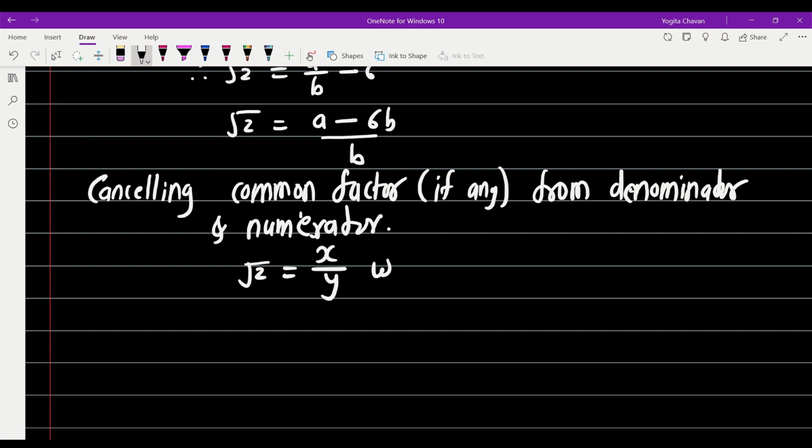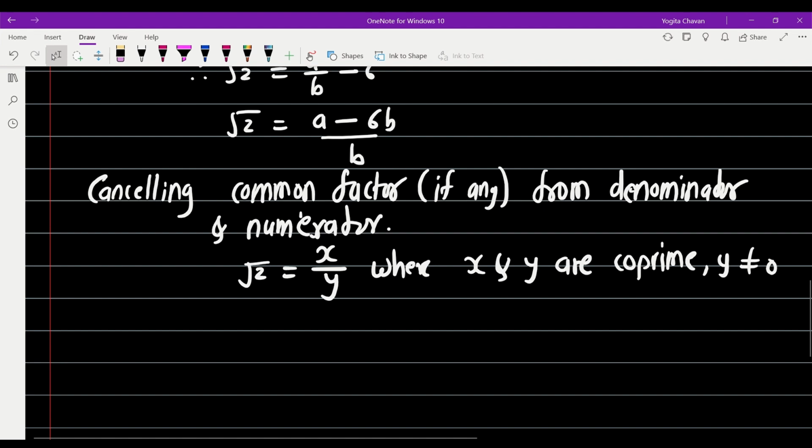where this x and y are co-prime now, with y not equal to 0. Because b is non-zero, y is also non-zero. We have just cancelled the common factor between a minus 6b and b. So root 2 is equal to x upon y, x and y are co-prime. So again this implies root 2 is a rational number.